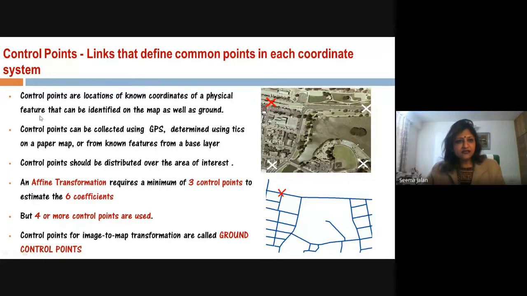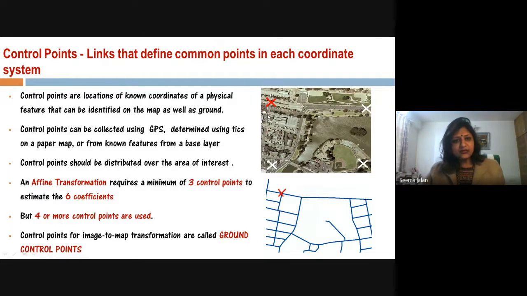So control points are locations of known coordinates of a physical feature that can be identified on the map as well as on the ground. Just look at this. This is a satellite image or an aerial photograph, and here you can see this T point in the road. You can very well identify this point on the image, and if you actually go to this place, you will be immediately able to identify this T point on the ground also.